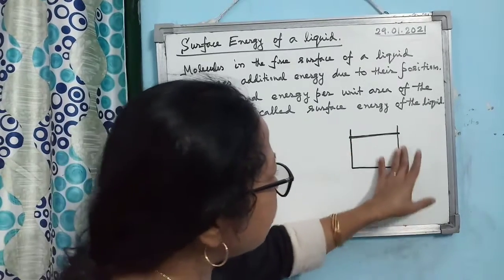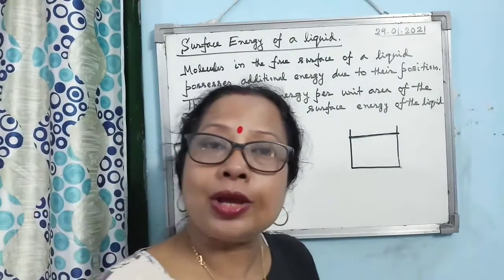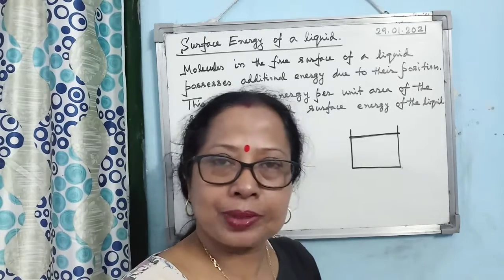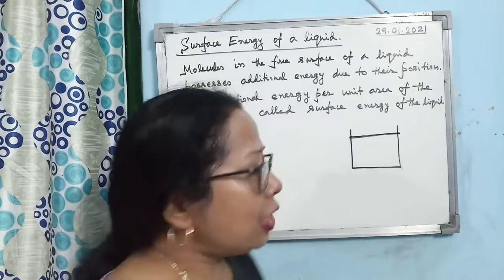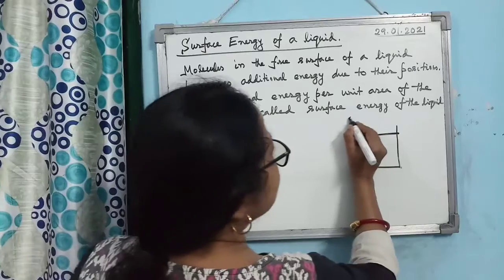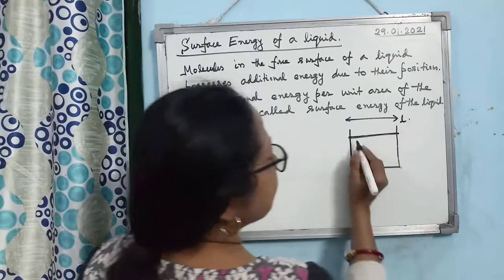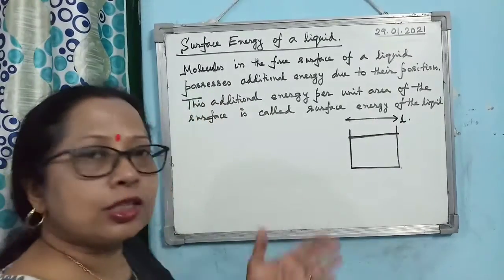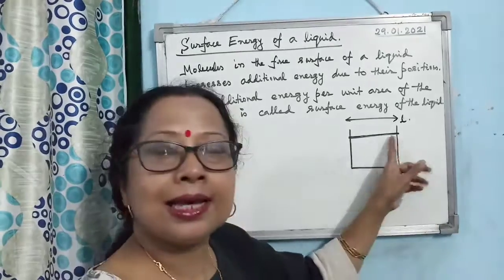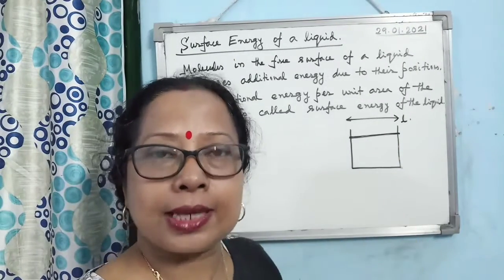You know that a thin film of soap solution will be created within this region. Means in this region, what you will get? A thin film of soap solution. Is that clear? Now, if you consider that this length is L, then you see on both sides of this length there is free surface area, isn't it?